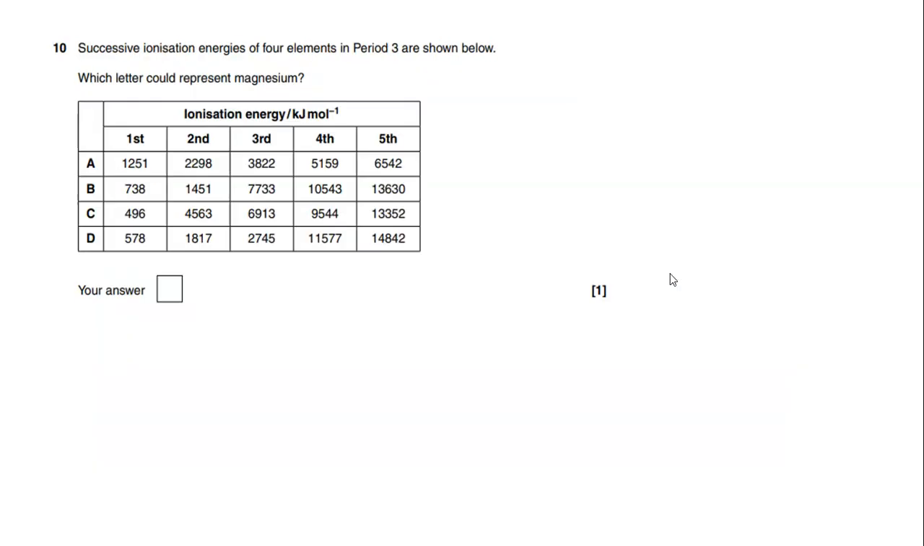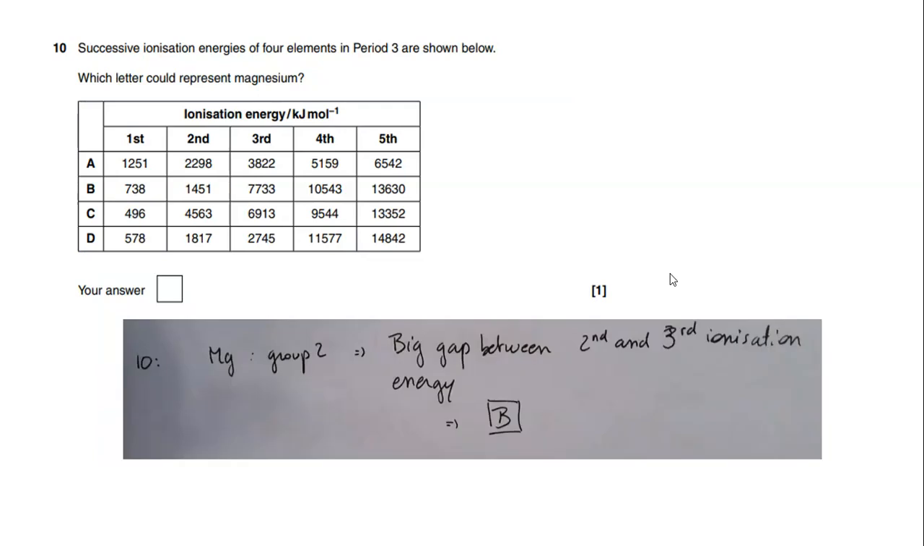10. Successive ionization energies of 4 elements in period 3 are shown below. Which letter could represent magnesium? So we know that magnesium belongs to group 2. It has 2 electrons in its outer shell. Therefore, the first 2 are going to have similar ionization energy. But then the third one is going to be removed from a shell that is a lot closer to the nucleus. So you should have a huge gap between the second and third ionization energy. And the only possible answer here would be B, because you go from 1400 to 7700 between the second and third. Therefore, you are removing an electron between 2 and 3 from a lower energy level.